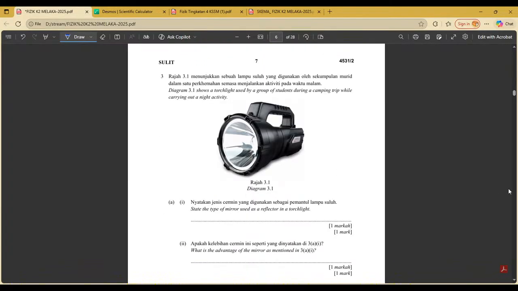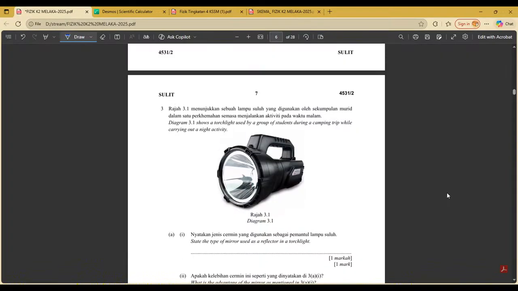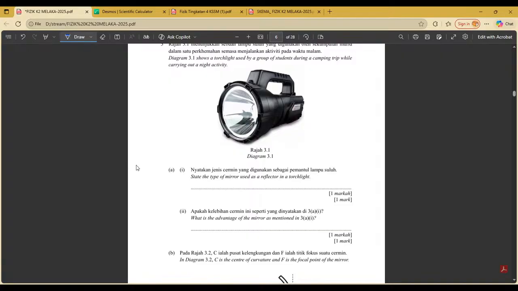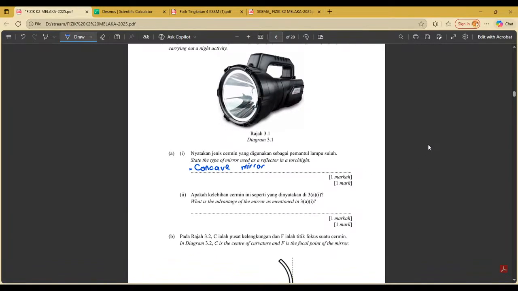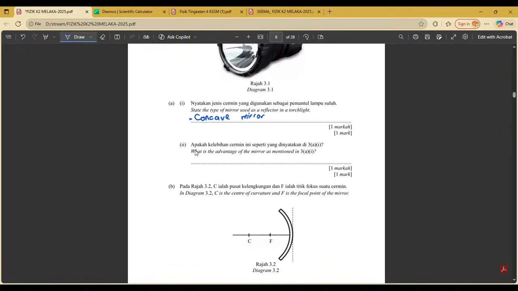Take the type of mirror that's used as a reflector in a torchlight. The torchlight uses, what's the name? Concave mirror. State the advantage of the mirror mentioned. I don't know, I'm just writing stuff.